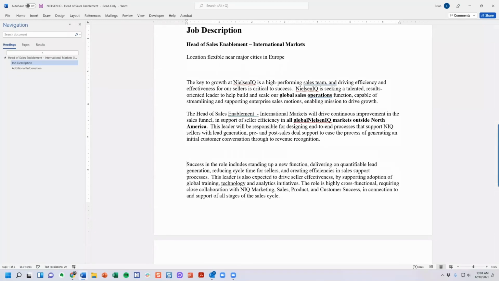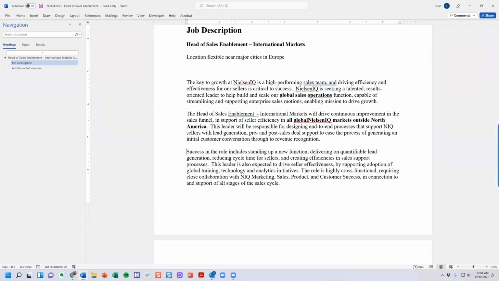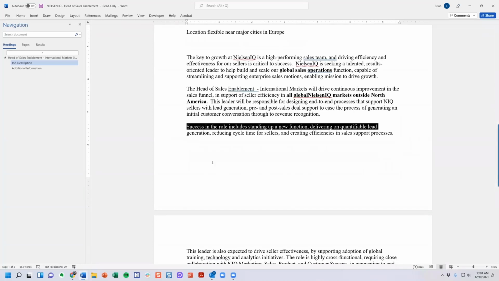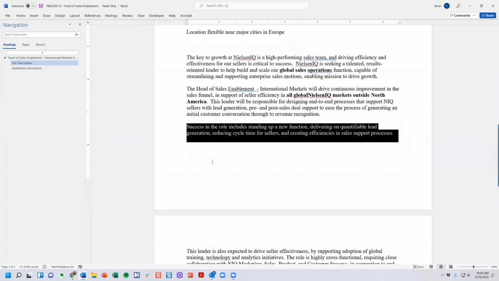All right, so now they're giving you a tip. Success in this role includes standing up a new function. Well, that's good, right? You have a roadmap for that. Delivering on quantifiable lead generation. That means filling the funnel. Reducing cycle time. So what is cycle time? How would you answer that? And creating efficiencies in sales support processes. What does that mean? So take this sentence right here.